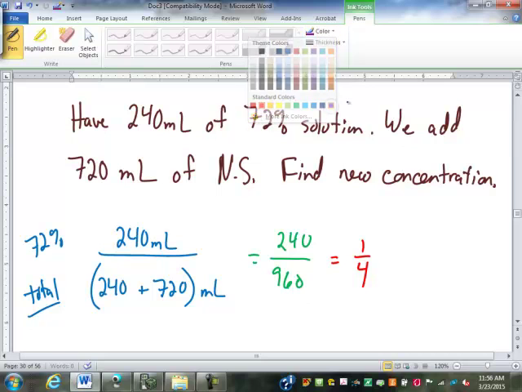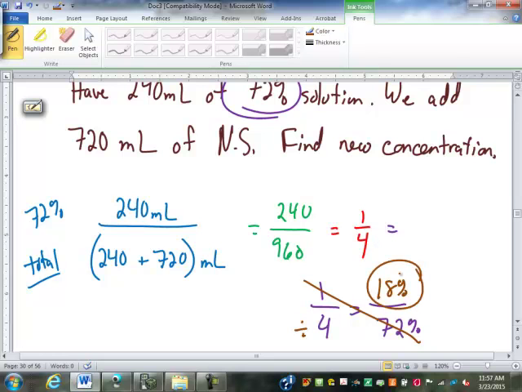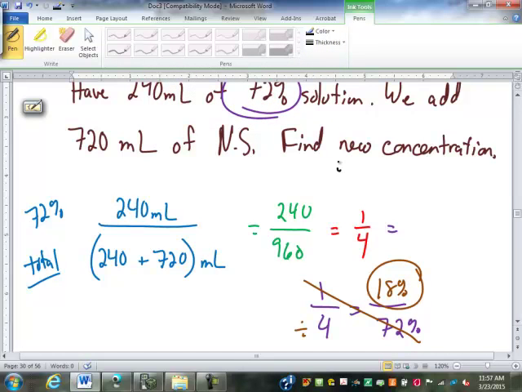Once we have that 1 in 4 dilution, we can just do a proportion to find our percent. We know that 72 is going to be the concentrated percent. That's going to go on bottom with the 4, because the 4 is the bigger number, and we'll cross multiply and divide. 1 times 72 divided by 4 is 18%. So that new solution will be at 18% after being diluted with 720 milliliters of saline or sterile water.